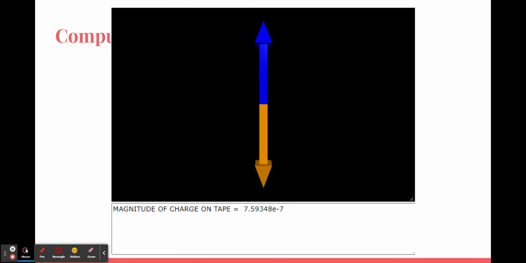Now, this is the final model that the computational model produced. The charges themselves are not present, and this is likely due to some math or sign error in my code. As you can see, the magnitude of the charge on the tape is also demonstrated, but it's a pretty wonky number, and again, this is probably due to some coding error.